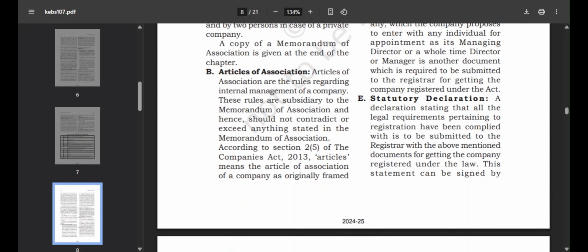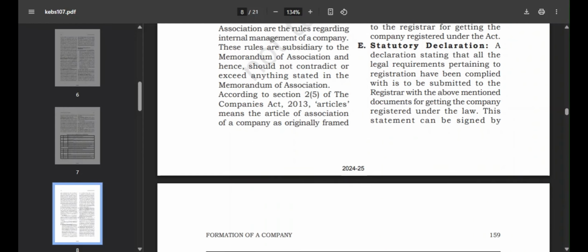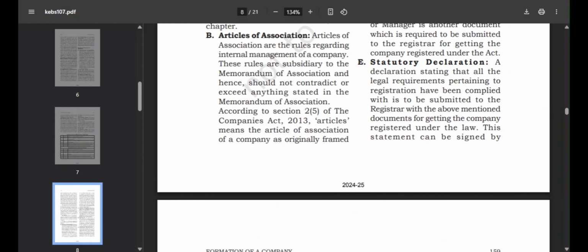MOA we studied. Under MOA we studied five types of clauses: name clause, registered office clause, object clause, liability clause, capital clause. Okay. Next, we are going to see articles of association, which is called your AOA.